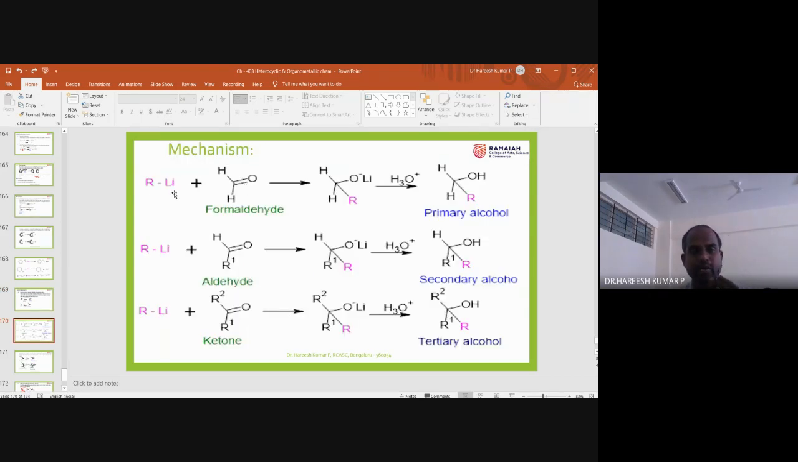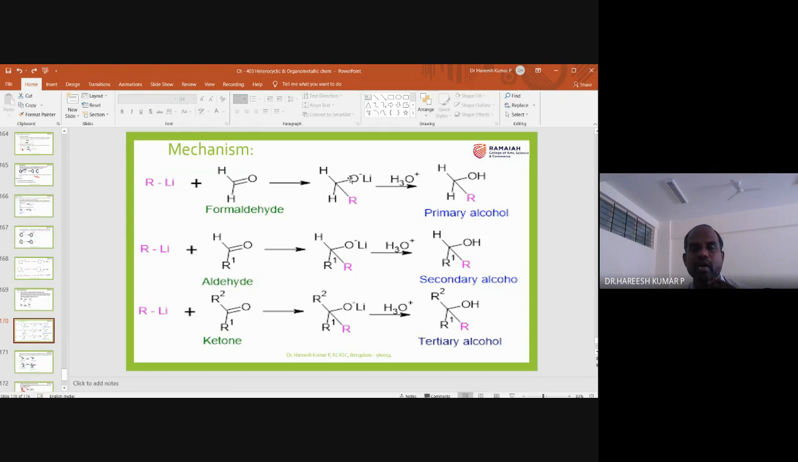This is an organolithium compound. So when this organolithium reacts with formaldehyde, what will happen? There will be a new bond formation between this R group and this carbonyl carbon, and a new bond formation between this oxygen and this lithium. So this is called lithium alkoxide.